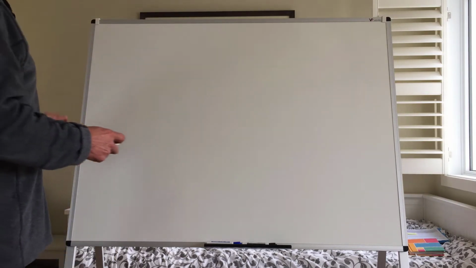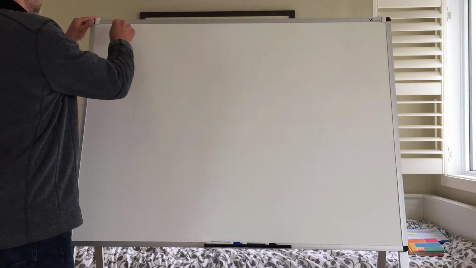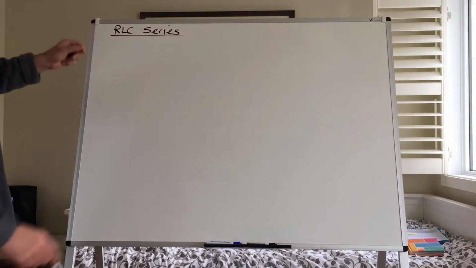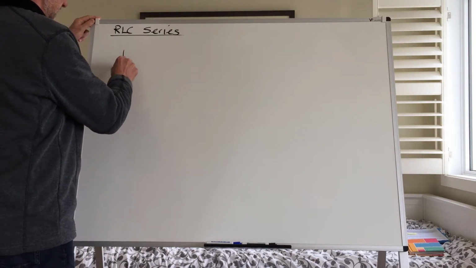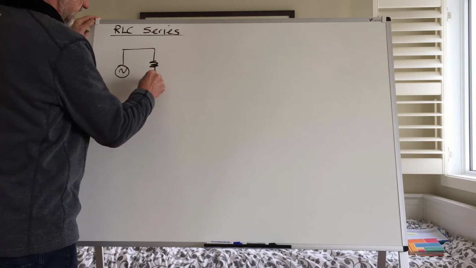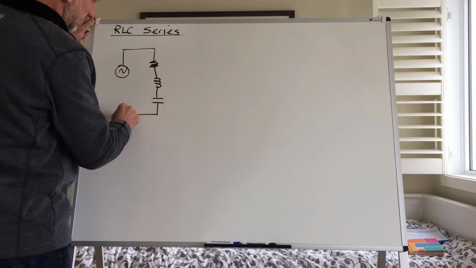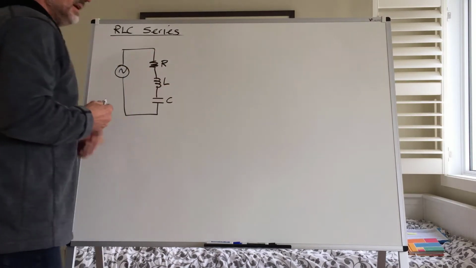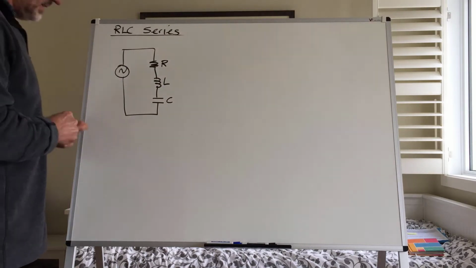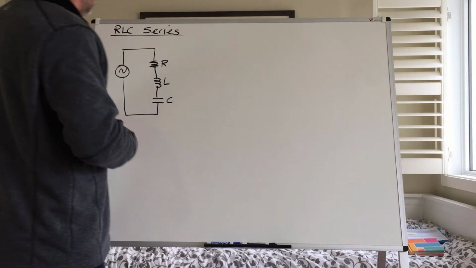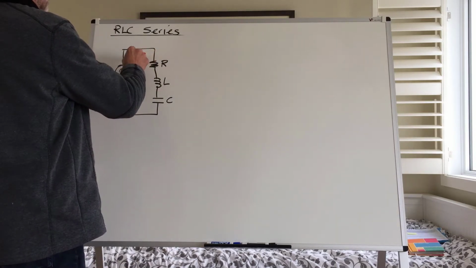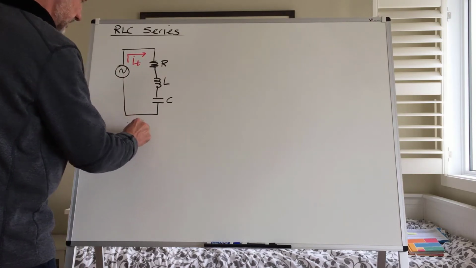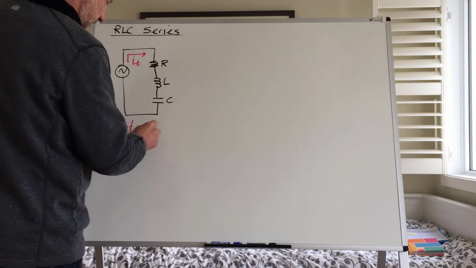So the first thing I'm going to look at is RLC series. If we look at RLC series, we're going to have an AC source connected to a resistor, a coil, and a capacitor, or RLC. And the first thing we need to understand is something we've always talked about, and that is when it comes to current in this circuit, I total is going to equal the values of all the current.